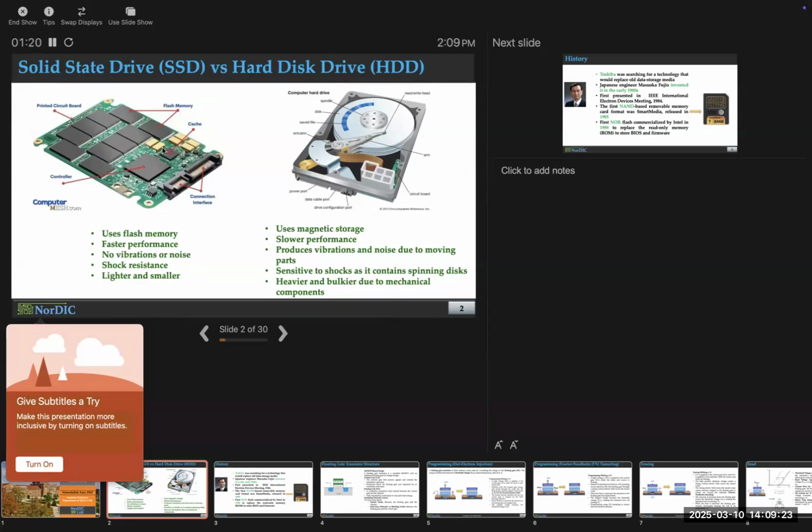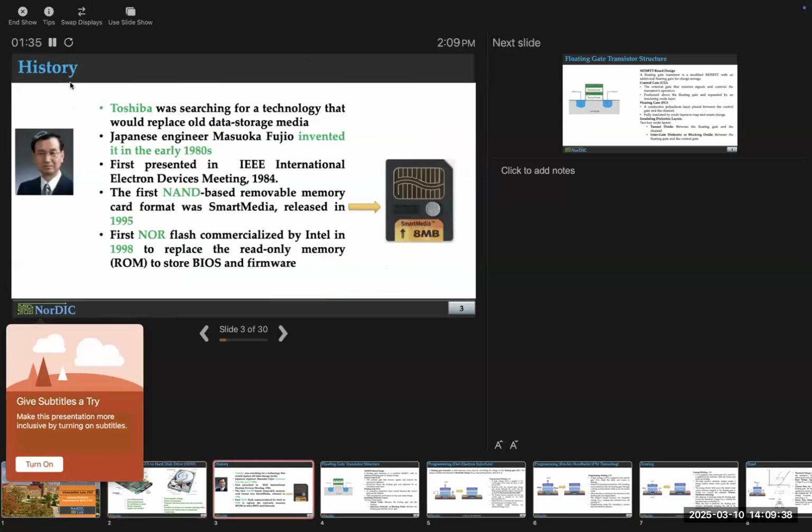On your left, you're looking at, as the name suggests, something that is all solid. Nothing is moving here. It's an SSD, solid state drive, and the solid state drive is made out of flash memories, which we will be discussing today. All right, let's talk about it.